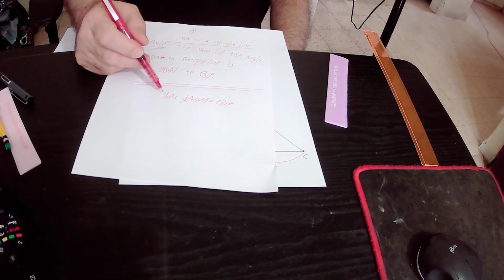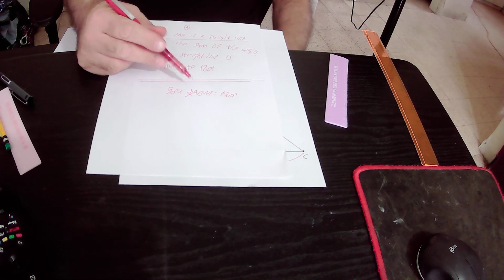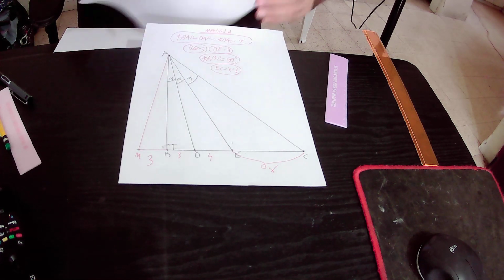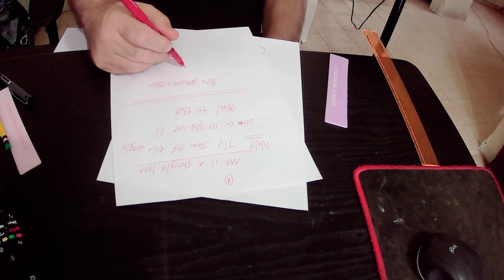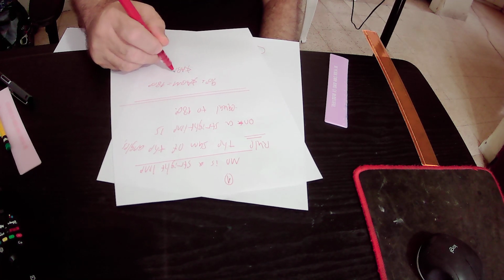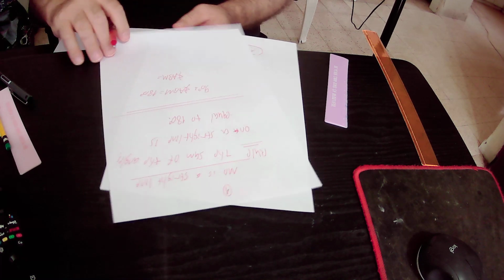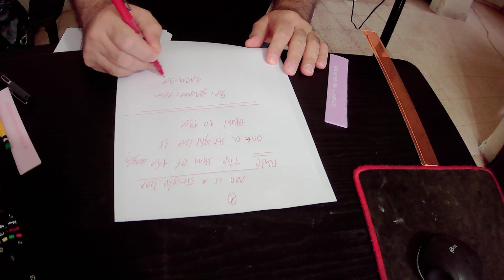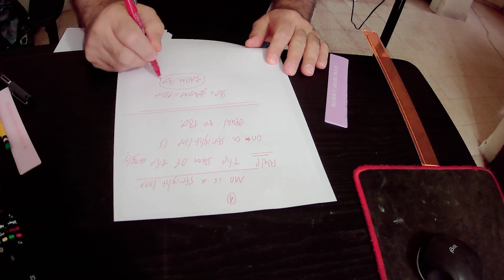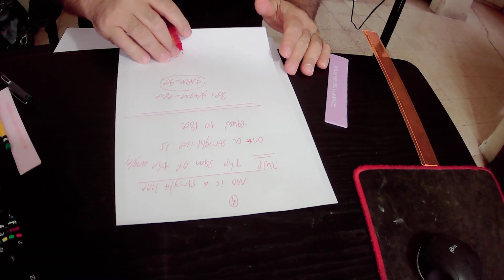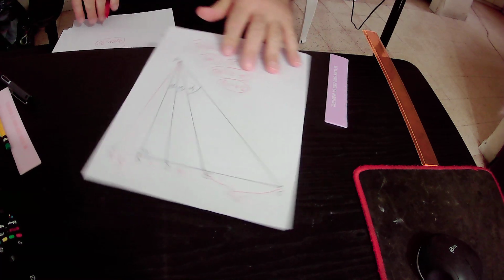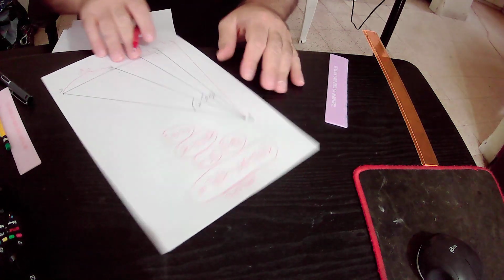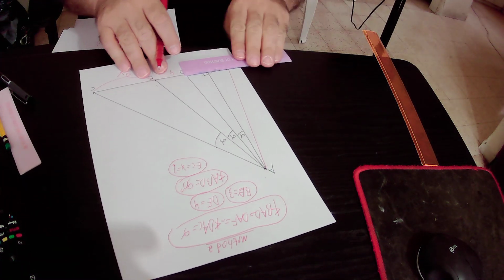So here we will subtract 90 degrees from this equality, and we will get that the size of angle ABM is equal to 180 degrees minus 90 degrees, which is 90 degrees. So angle ABM is a right angle, that is to say it equals 90 degrees.